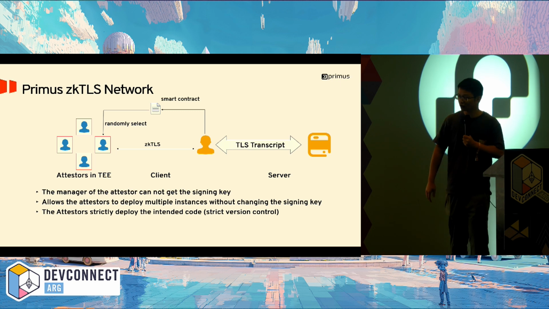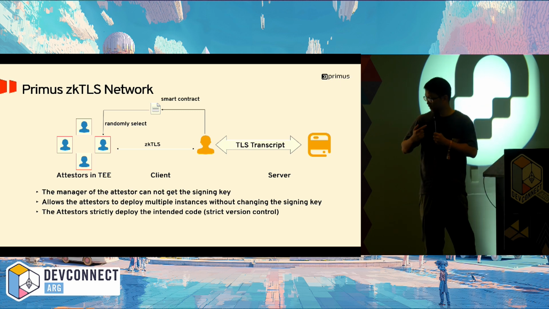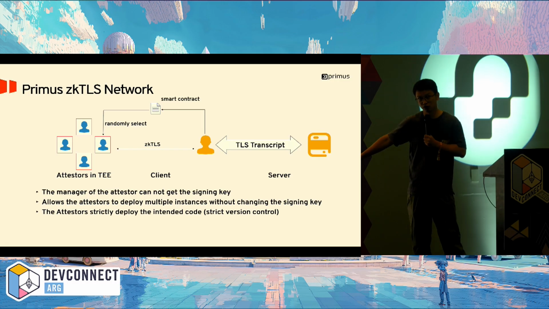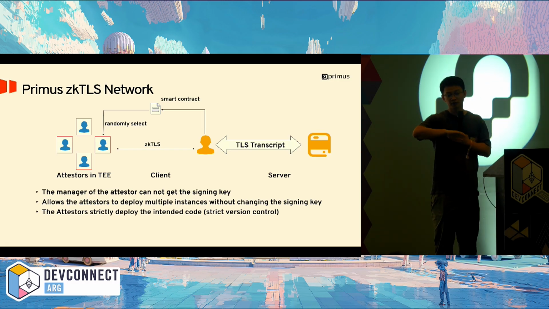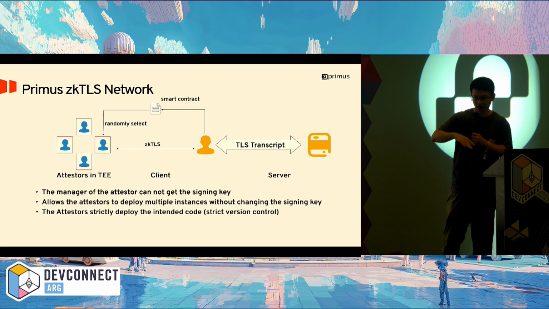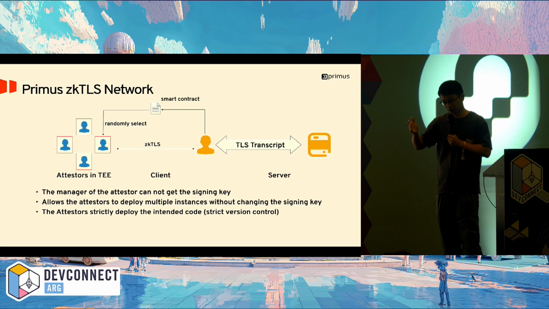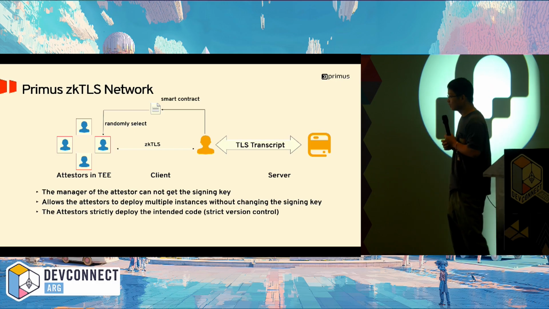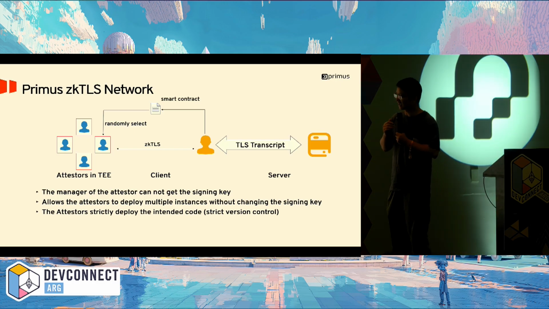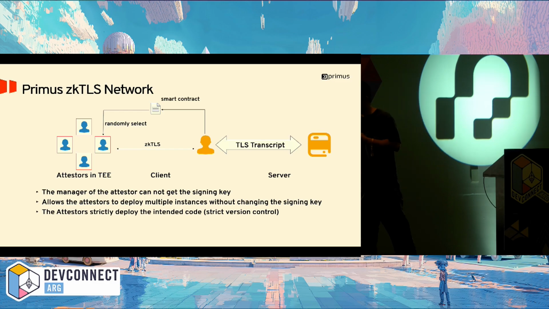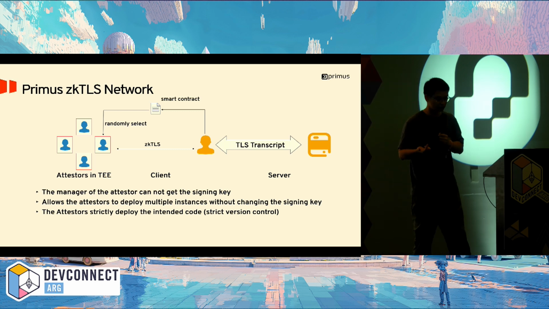And also, you need very strict version control to make sure that even a third party who is deploying this attester software has to strictly follow the open source code, in case they change anything and do bad things. So the challenge here is that we need TEEs to support these kinds of properties, so we can make this network secure.